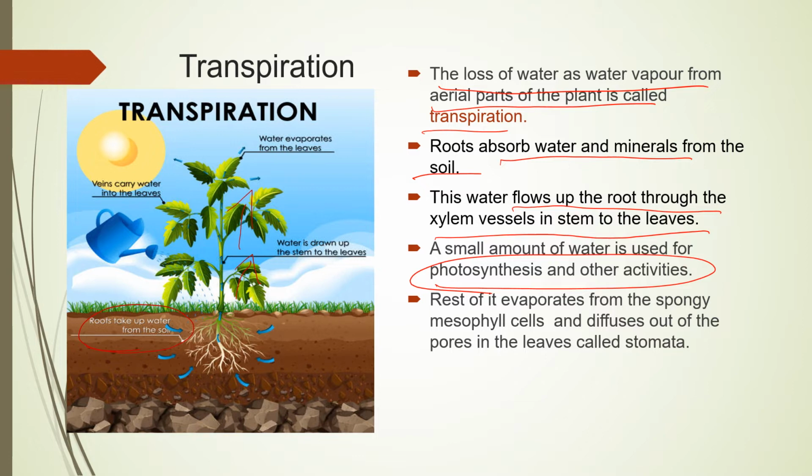Now the rest of the water, what is happening with that? The rest of the water is evaporating from the spongy mesophyll cells of the leaves, and it gradually diffuses out of the pores in the leaves, that is called stomata. So stomata, we all know, are the openings present in the leaves. They are mostly present in the lower surface of the leaves, and we have already discussed the structure of the stomatal cells.